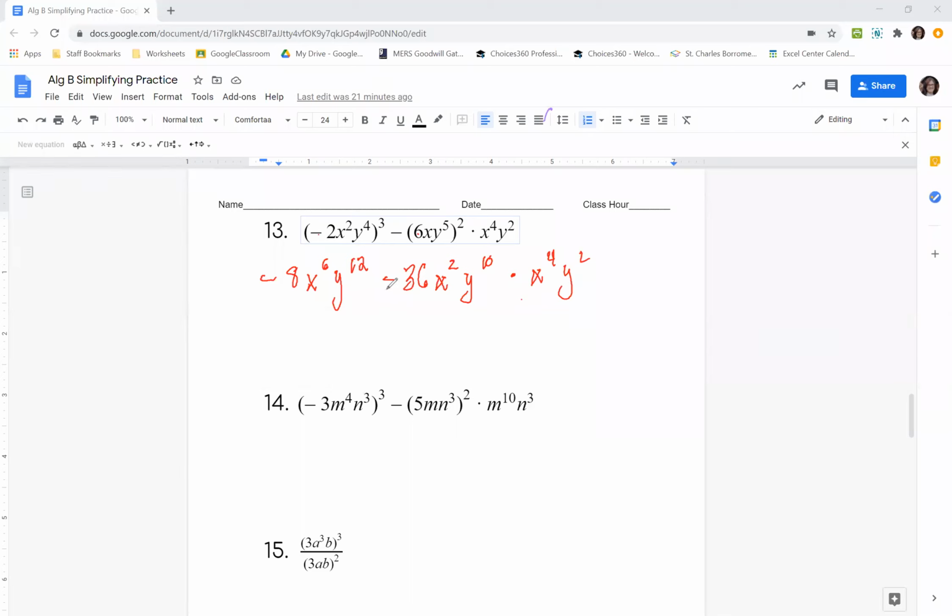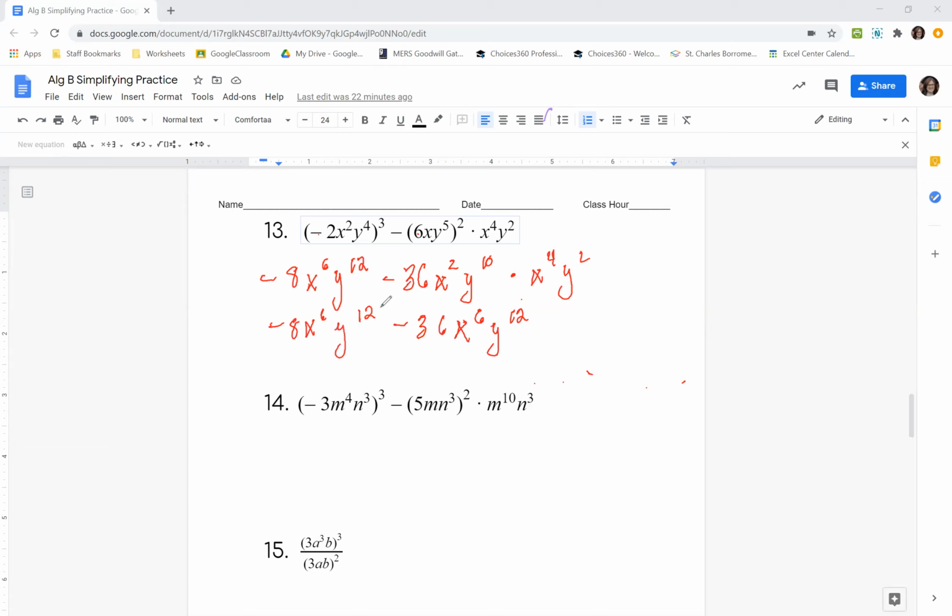We have a subtraction and a multiplication, right? Subtraction and multiplication. So which one do you do first? You multiply first. -36 x squared y to the 10th times x to the 4th y to the 2nd. Multiply coefficients, so you really just have -36. X squared times x to the 4th, you add those exponents, so I have x to the 6th. Y to the 10th times y to the 2nd, you end up with y to the 12th. So we still have -8x to the 6th y to the 12th.